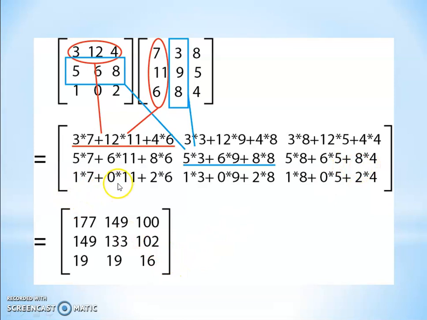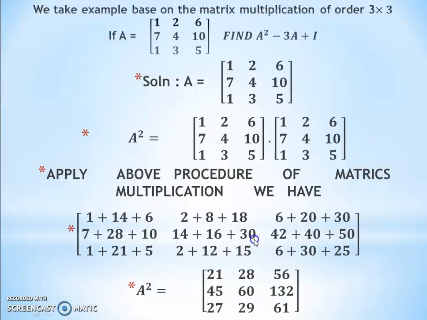1 into 7, but 0 into anything is 0. So 1 into 7 plus 2 into 6, it is 19. 1 into 3 plus 0 into anything is 0, plus 2 into 8, 19 again. And 1 into 8 plus 0 into anything is 0, but 2 into 4 is 8, 8 plus 8 is 16. So we derive the final answer in the form of a 3 by 3 order matrix.